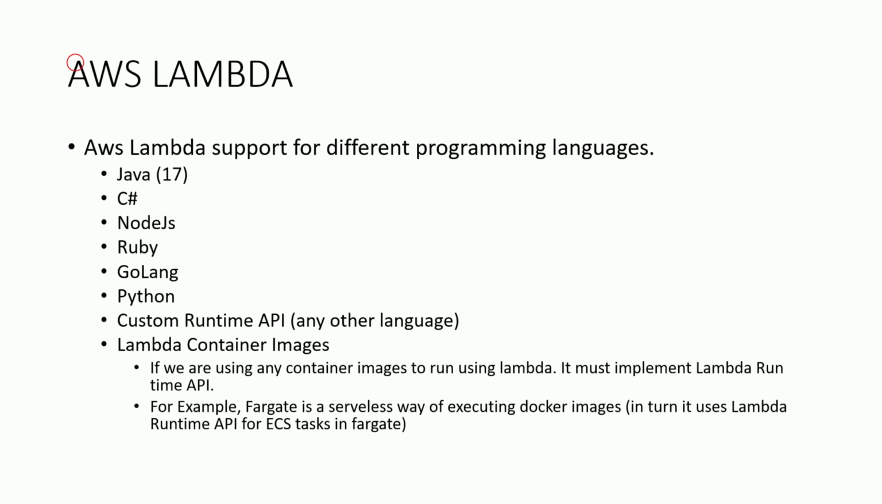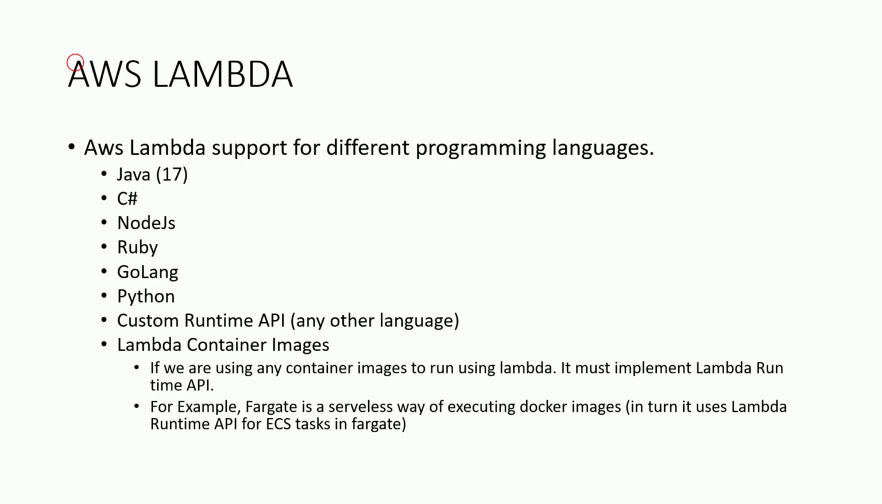Now we will take a look at AWS Lambda support for different programming languages, right? AWS Lambda supports Java up to Java 17, and we can use Java 8, Java 11, and Java 17 in the latest AWS Lambda. We support C Sharp and PowerShell. We support Node.js, Ruby, Golang, Python, and also we have the custom runtime API of AWS Lambda.